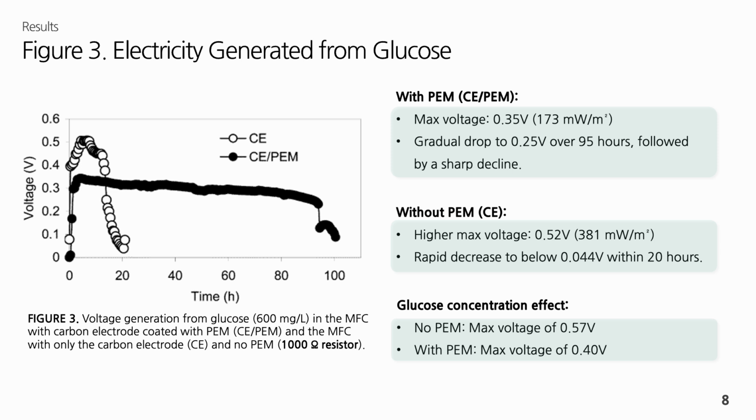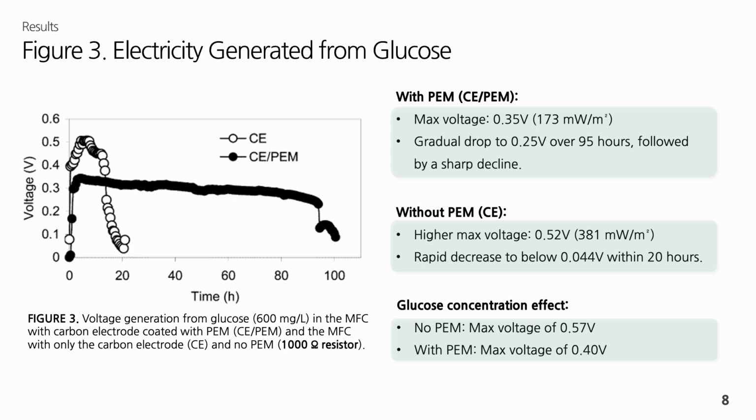When glucose was used, the MFC without a PEM achieved a maximum voltage of 0.52 V, which was higher than with the PEM. However, the voltage dropped sharply after reaching its peak, indicating a decline in efficiency over time. Why was electricity generation from glucose so high?